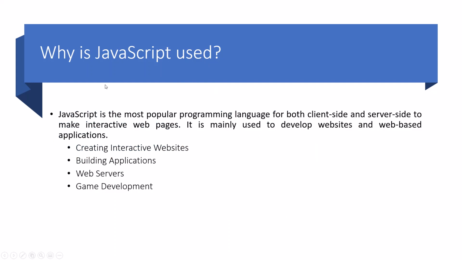So as we know, JavaScript is the most popular programming language for both client side and server side to make interactive web pages. It is mainly used to develop websites and web-based applications. There are some other applications also for the JavaScript, like creating interactive websites, building applications, web servers, and game development. So these are some of the very important applications. That's why we use JavaScript.